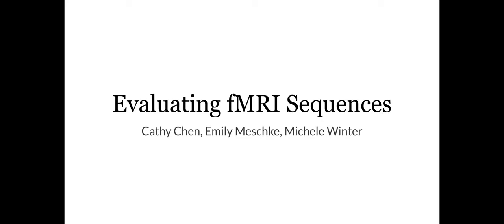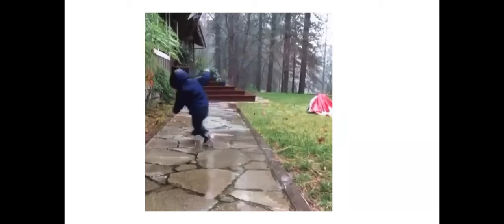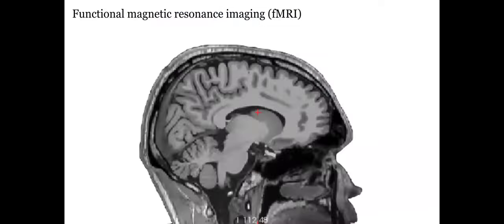Okay. So hello, everyone. Our project was on evaluating fMRI sequences, and our team was me, Michelle, Kathy, and Emily. Great. So this is an image, and this is analogous to the kinds of things we've been looking at for the majority of the semester, structural magnetic resonance images. However, when you add another dimension, being time, you're taking multiple images over time, so you get a lot more information about what's happening. So before, we only saw a cute kid, now we see a cute kid falling. So clearly very important.